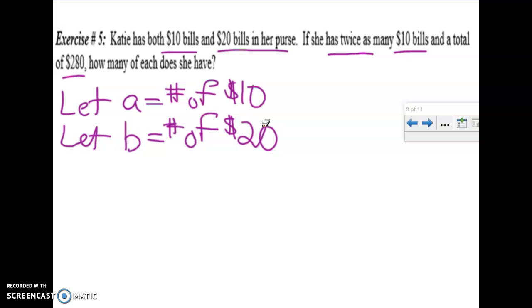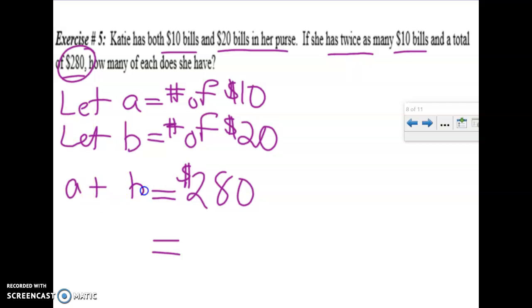And like I've been saying, maybe a good idea just to start with equal signs. Okay? Start with equal signs and then look for totals. So one of those totals that should stand out is this 280. So $280. Now, like I've said before, if it's got a money total, that means money's got to go with it. So if I just write A plus B, that's not enough because that's not representing money. That's just how many tens and how many 20s. But we all know that a $10 bill is worth 10 and a $20 bill is worth 20. So that's where I come up with the 10 and the 20.